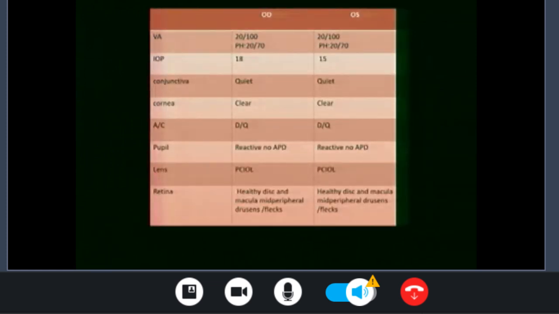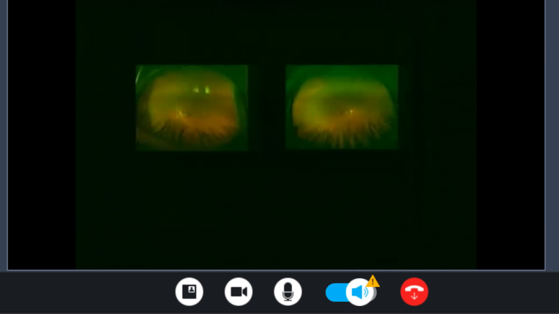On examination, vision is 20 over 100 in both eyes. With the pinhole, it is 20 over 70. The previous visual acuity chart has been within this range since 2016. IOP is controlled, anterior segment exam unremarkable. Fundus exam shows a healthy disc and macula with mid-peripheral drusen. So this is her color fundus photo. We can see the mid-peripheral drusen.